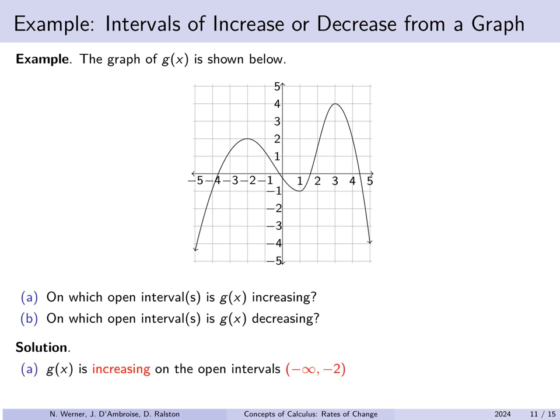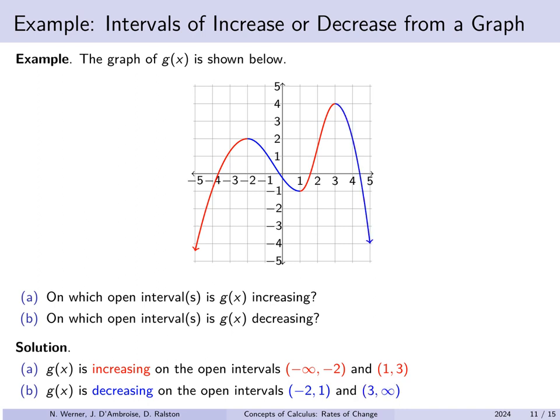Well, just by looking at the graph, all the way to the left, up to this cutoff of x equals negative 2, the graph appears to be going up. So we would say it is increasing. Similarly, between x equals 1 and x equals 3, the graph is going up again. But between x equals negative 2 and x equals 1, the graph was going down. And then past x equals 3, the graph is going down again.